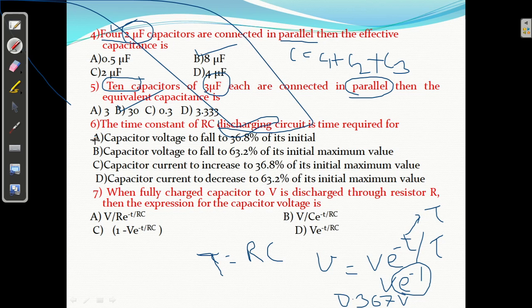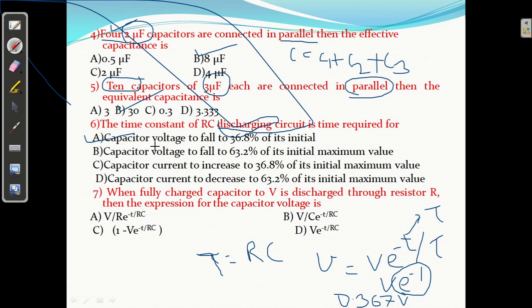So the capacitor voltage falls to 36.8% of its initial voltage. Yes, this is the first answer.